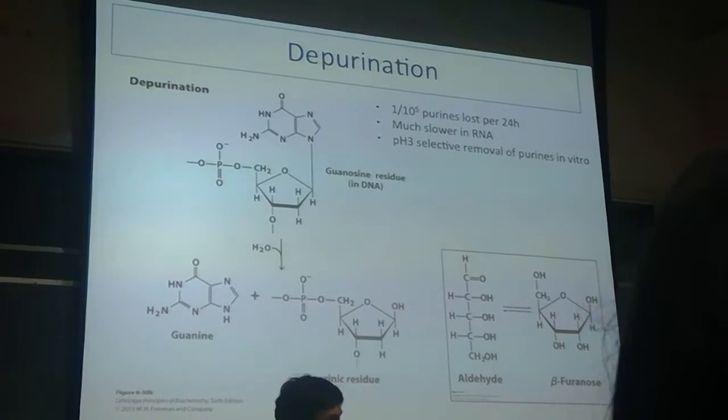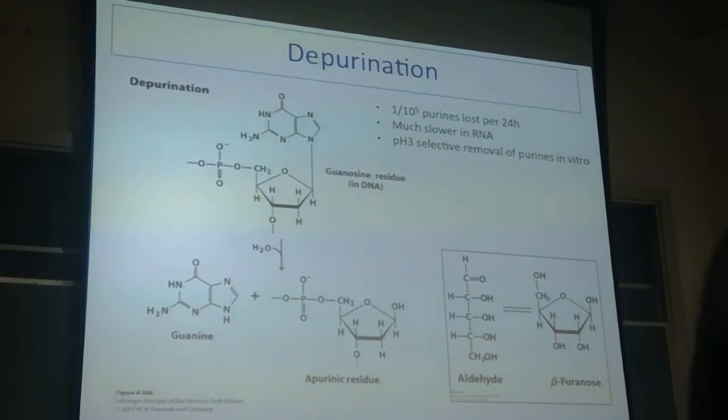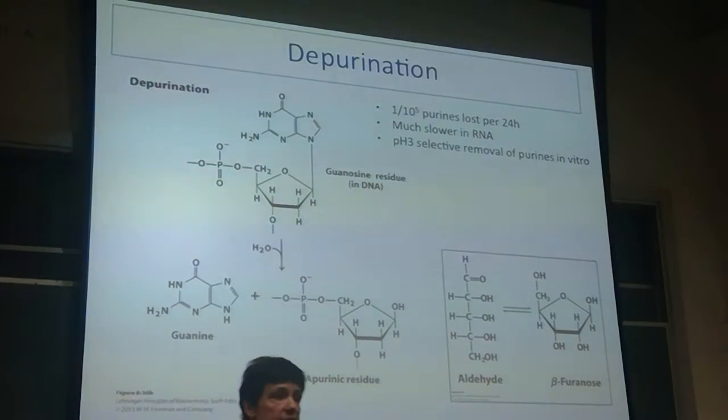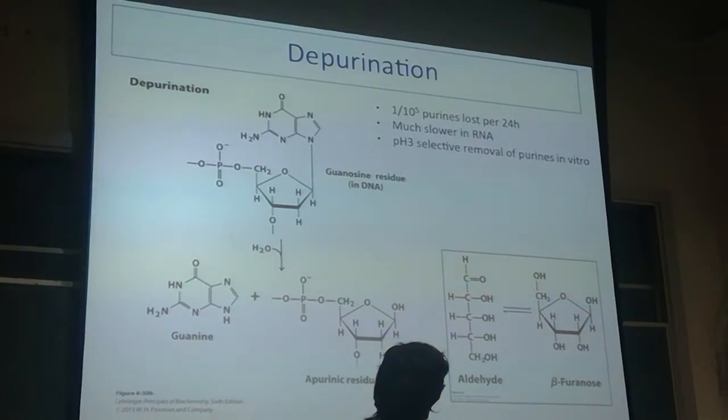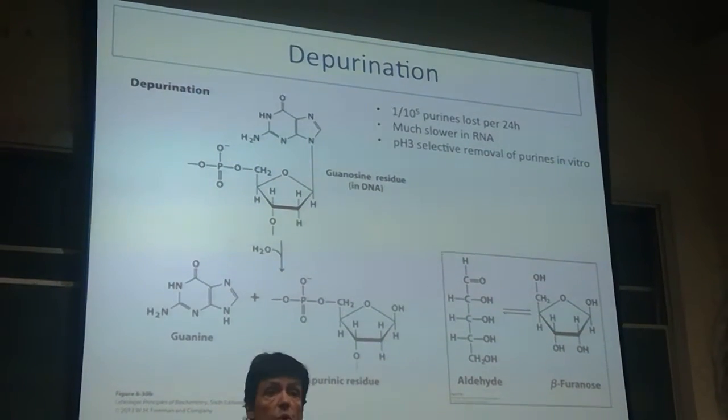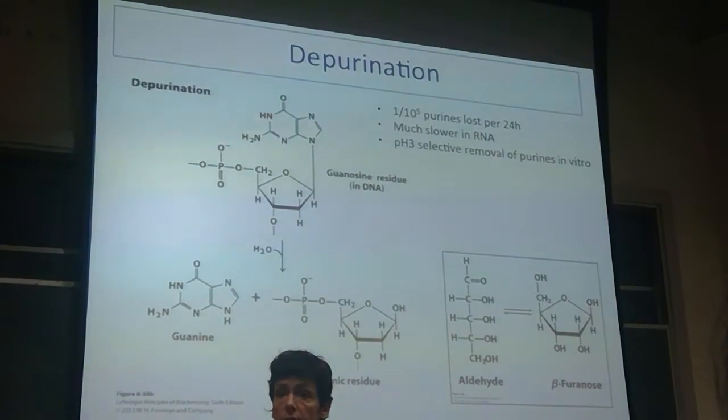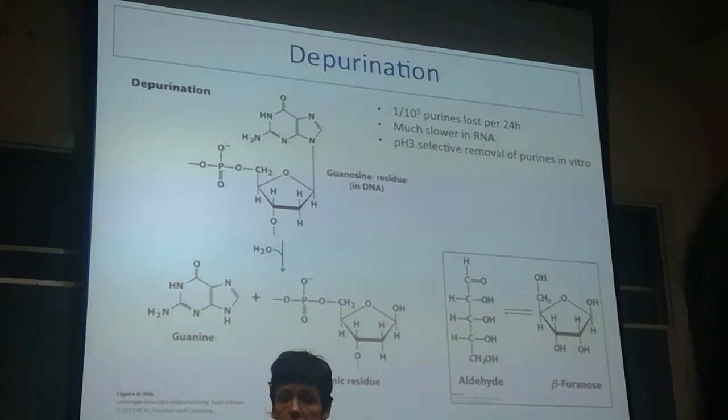So after that, another modification can happen. It's called depurination. I know it's there. So we have tautomerization, deamination, depurination. I don't know who invented this word. But it's pretty straightforward. It means that you remove the purine. Depurination. That's not too hard.